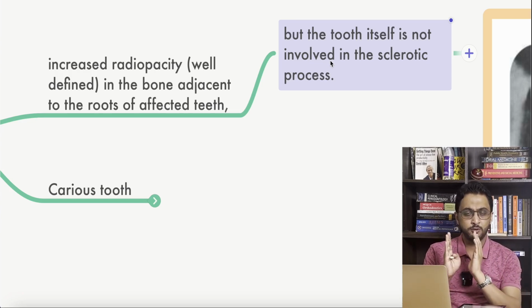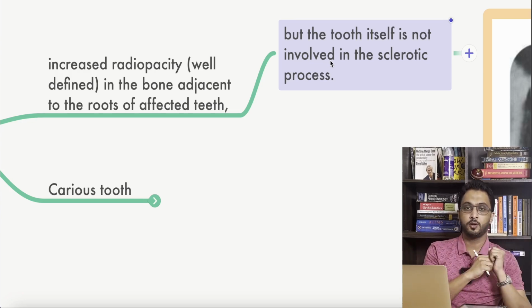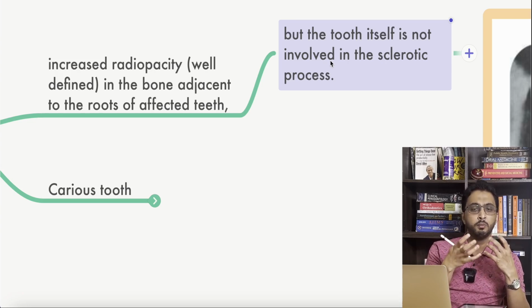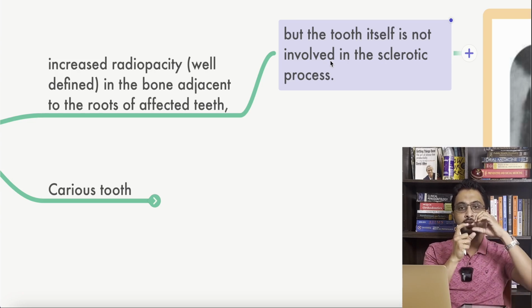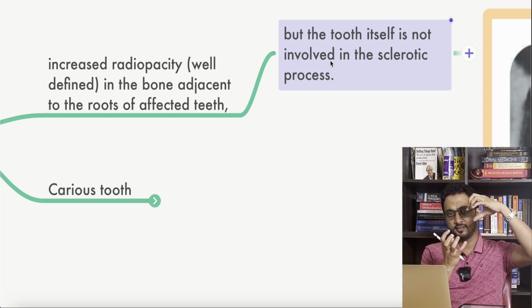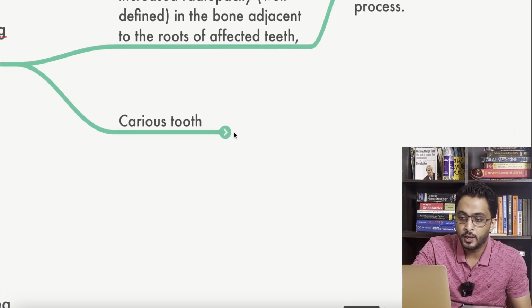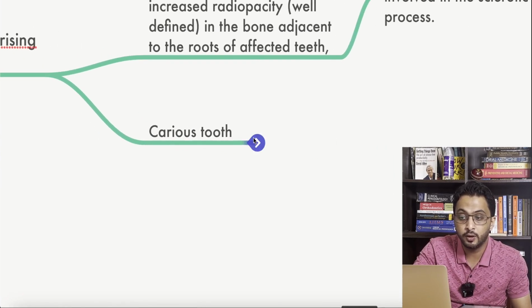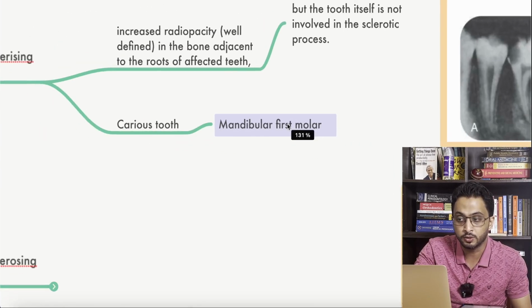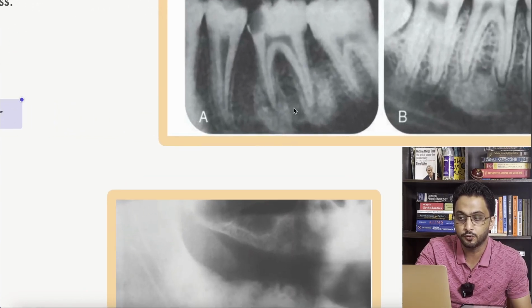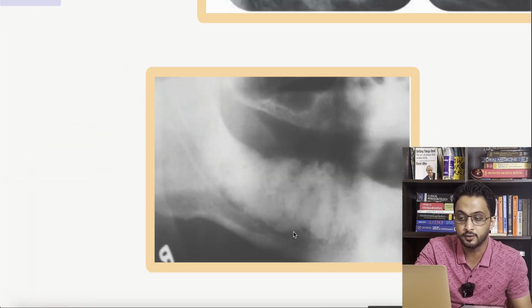Hope those who have listened to the previous lecture know this. Other lesions, cementoosseous dysplasia, cementifying fibroma, hypercementosis, or cementoblastoma, are all directly associated with the teeth. Now this is in the bone. Please watch that lecture if you have confusions. It's all about a carious tooth, I told you already, and the mandibular first molar, no doubt. Again the same picture: focal sclerosis here, and this is diffuse sclerosis.